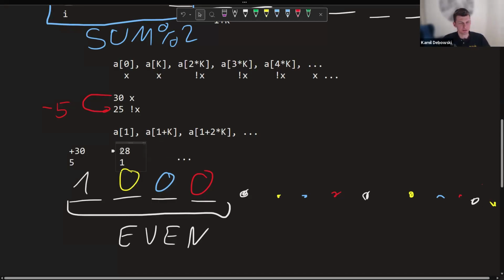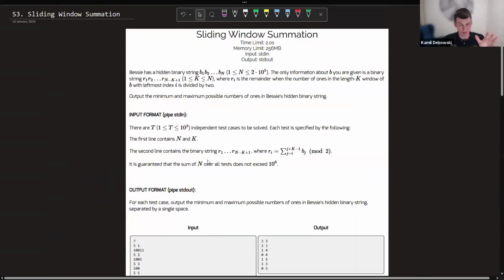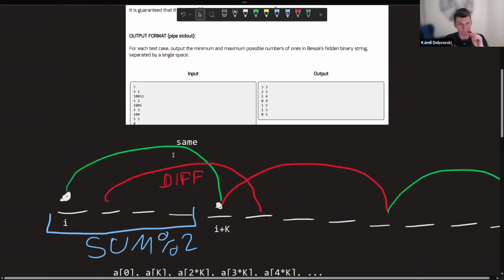And by that much decrease the answer. That's the end of the solution. So, a summary, so that we would know from the beginning what we're doing.